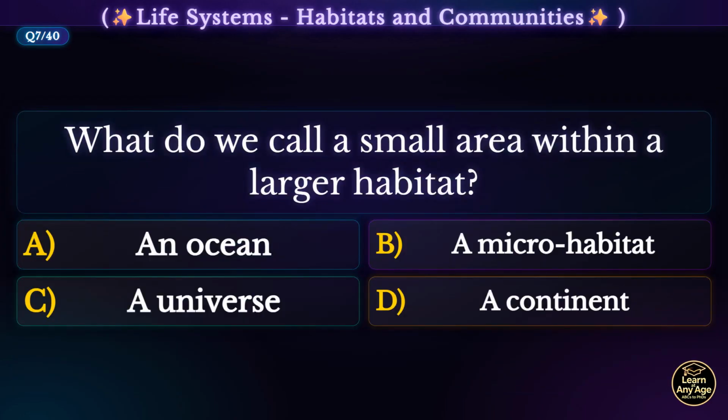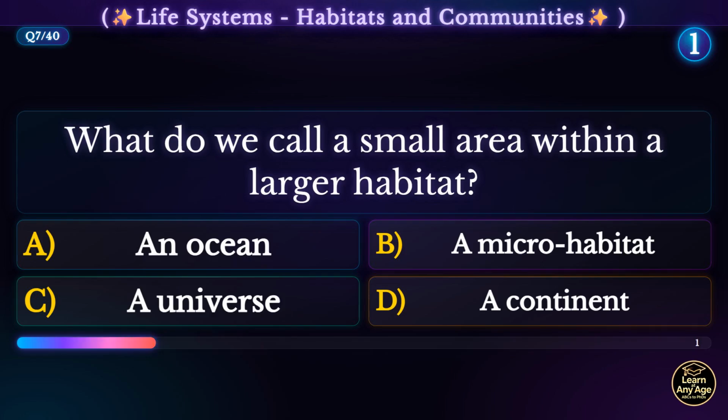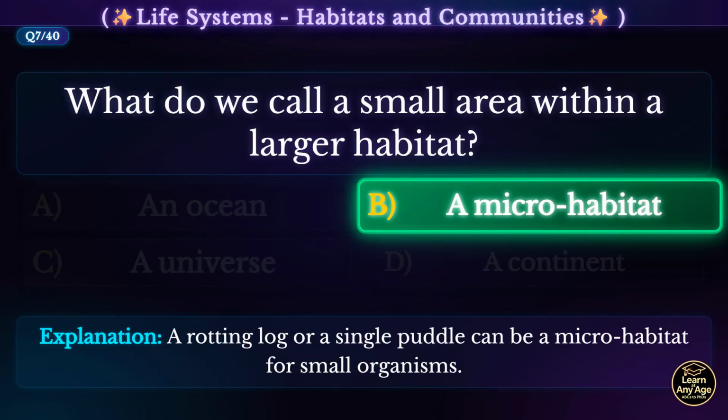What do we call a small area within a larger habitat? An ocean. A micro-habitat. A universe. A continent. A micro-habitat. A rotting log or a single puddle can be a micro-habitat for small organisms.